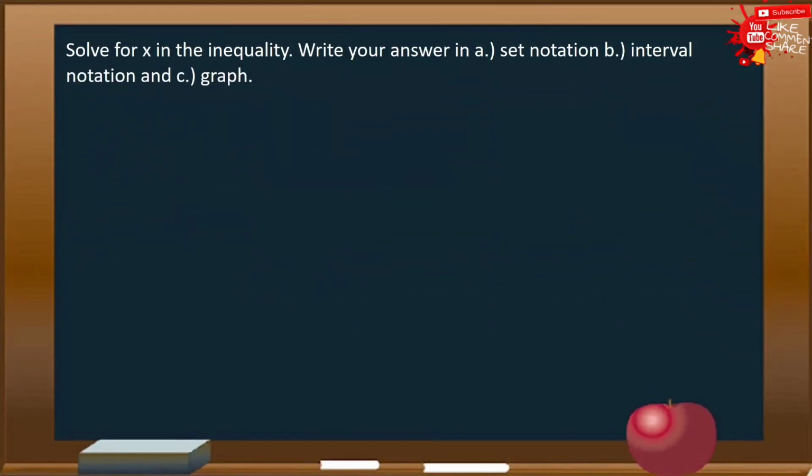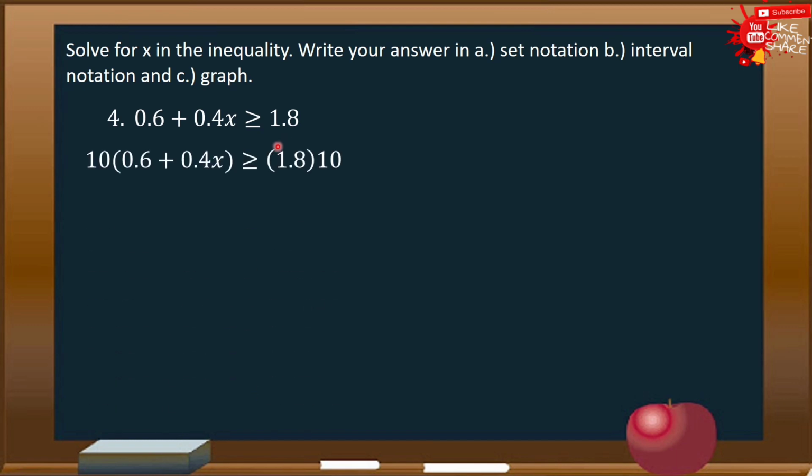Now let us have our fourth example. So we have here 0.6 plus 0.4x is greater than or equal to 1.8. So, take note that we have decimals here. To eliminate the decimal numbers, we need to multiply by a power of 10, wherein we have to determine the largest decimal places of the terms. So, since they are all in the tenths place, we will multiply both sides of the equation by 10.